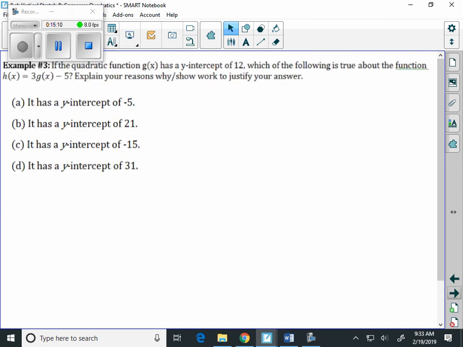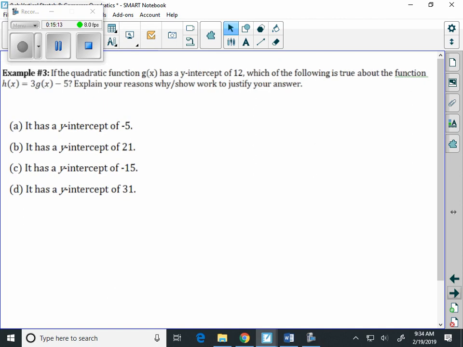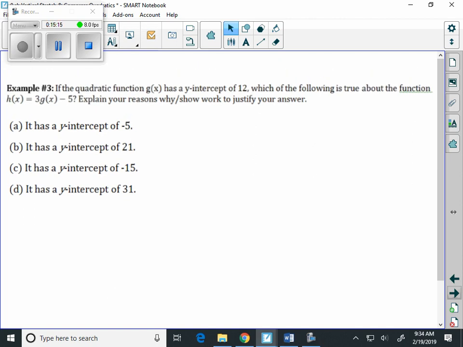Next one should be short here. If the quadratic function g of x has a y-intercept of 12, which of the following is true about the function h of x equals 3 g of x minus 5?